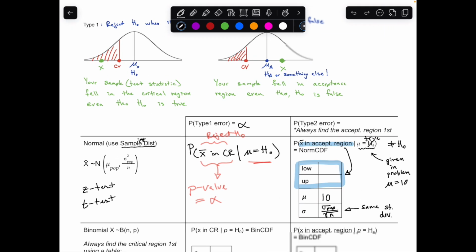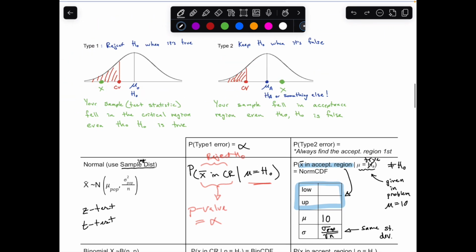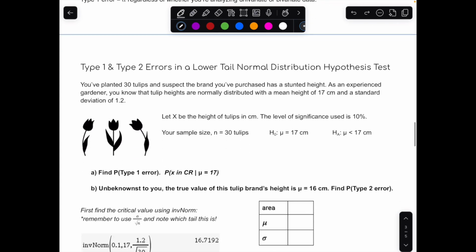And so let's do a couple problems here, taking a look at how to actually apply that. You've planted 30 tulips and suspect the brand you've purchased has a stunted height. As an experienced gardener, you know that tulip heights are normally distributed with a mean height, that's the population, and that's also the claim, of 17 centimeters, and a standard deviation of 1.2. So that's your population standard deviation.